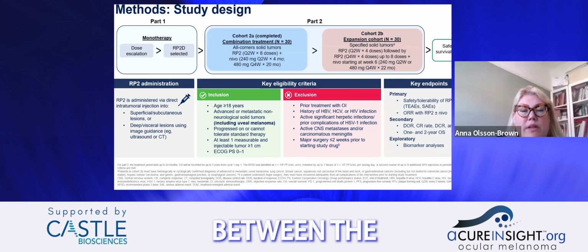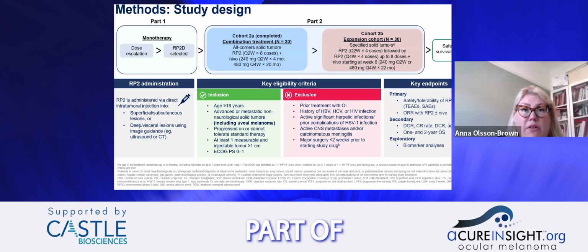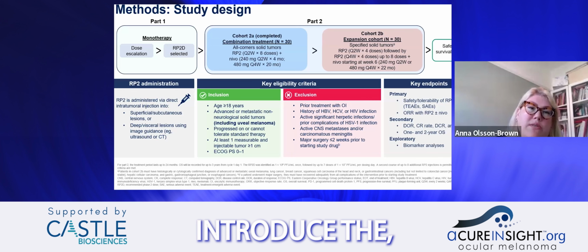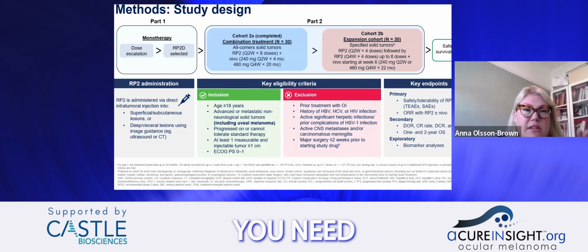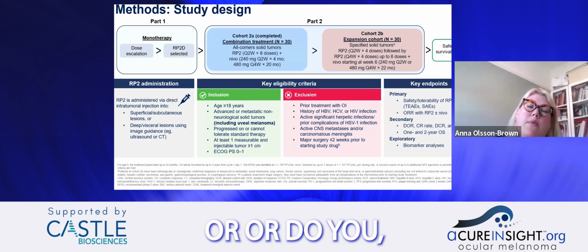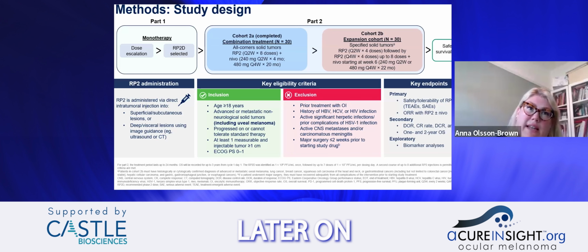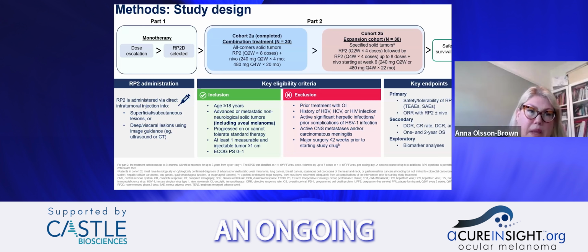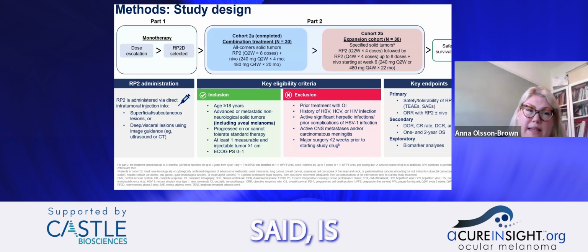And really the difference between the 2 arms of the second part of the study was when you would introduce the checkpoint inhibitor. Did you need that up front? Or can you introduce it later on with the same outcome? And we're still answering that question. The study's still ongoing. So RP2, as I said, is an oncolytic virus.